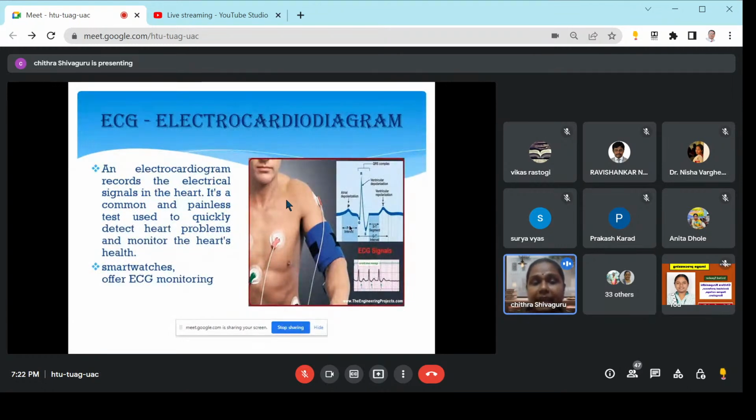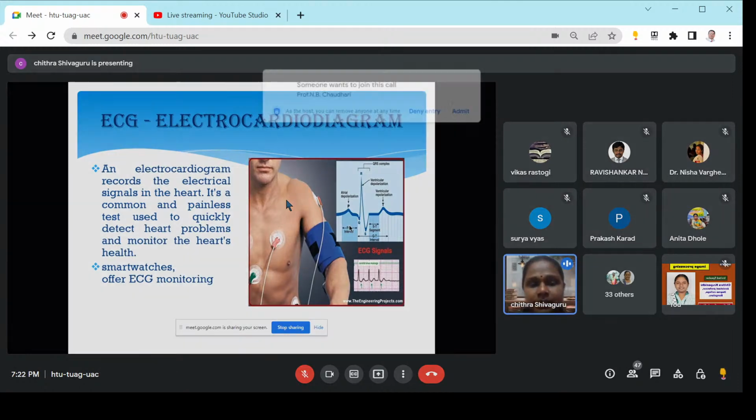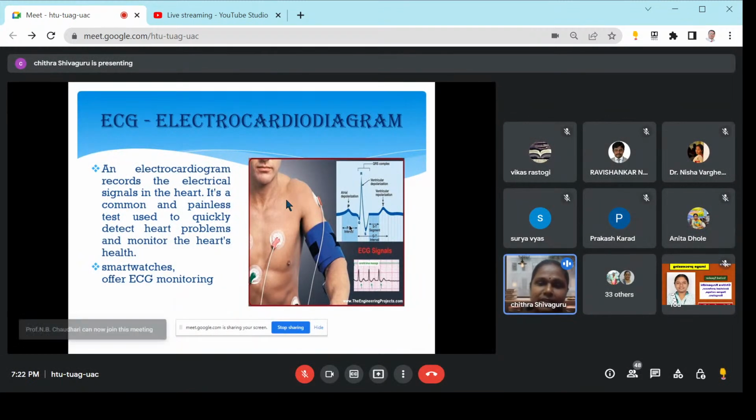It is a common and painless test compared to all the other tests, whatever we have seen, imaging, medical imaging techniques, modalities. This is very painless and very quick to detect any heart problems and monitor the heart's health. And nowadays we even have smartwatches to measure our ECG monitoring.